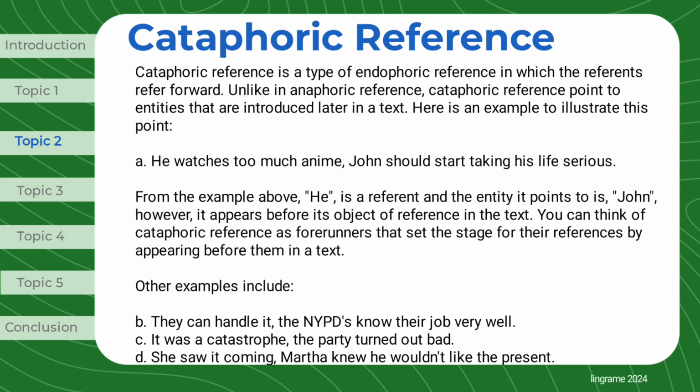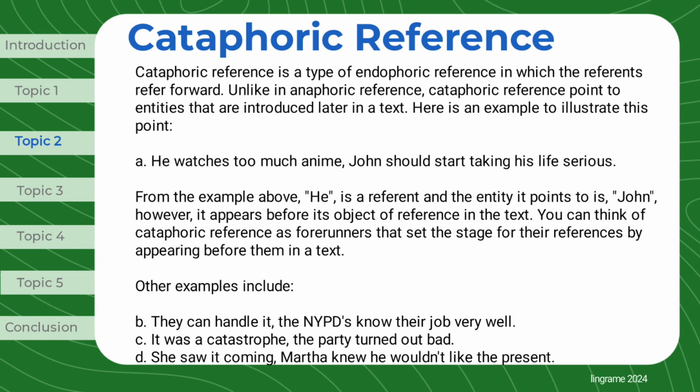Cataphoric reference is a type of endophoric reference in which the referents refer forward. Unlike in anaphoric reference, cataphoric reference points to entities that are introduced later in a text. Here is an example to illustrate this point. He watches too much anime, John should start taking his life seriously.